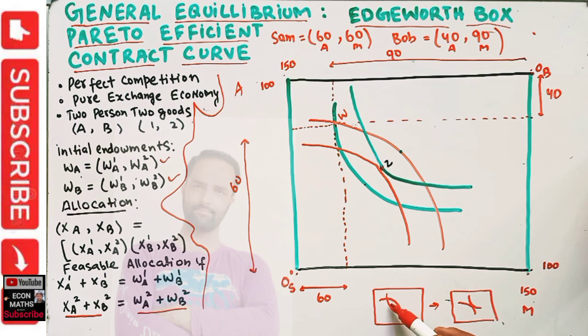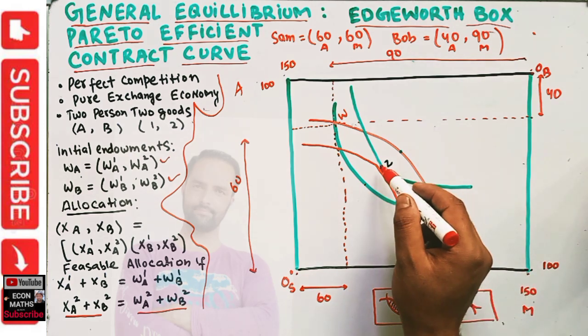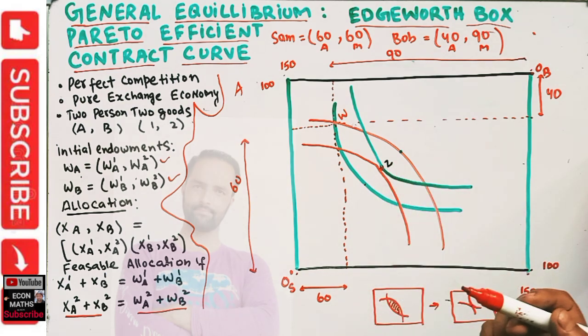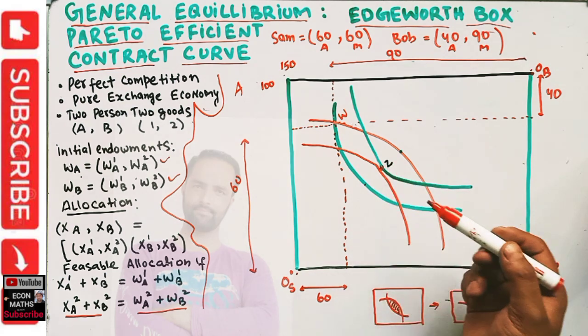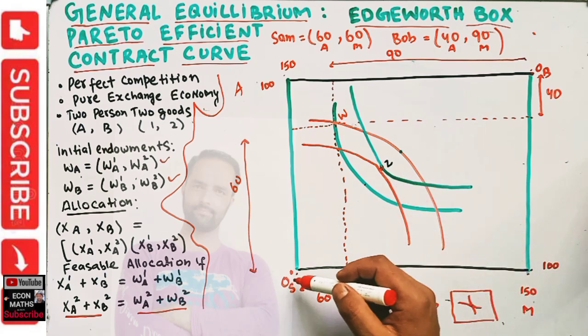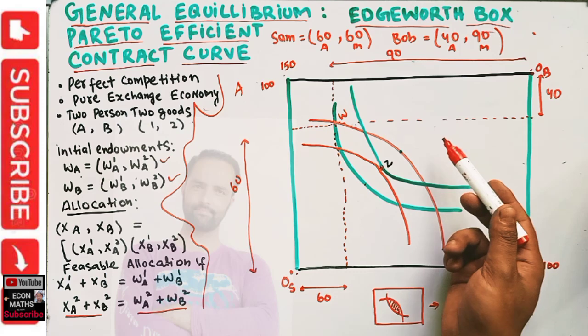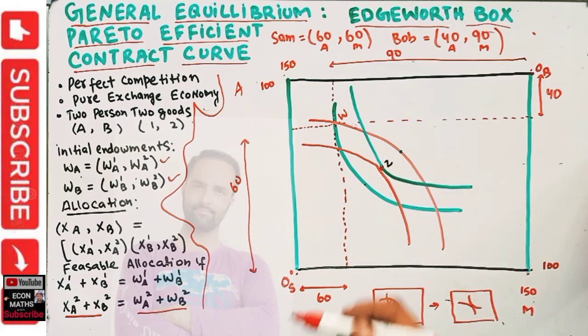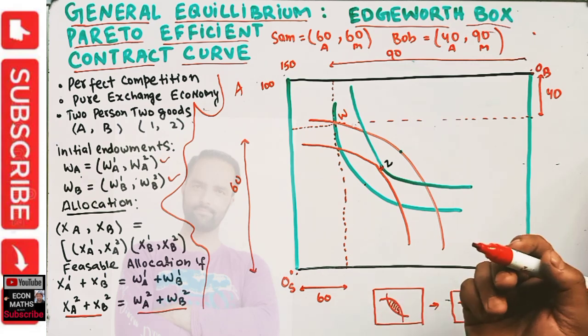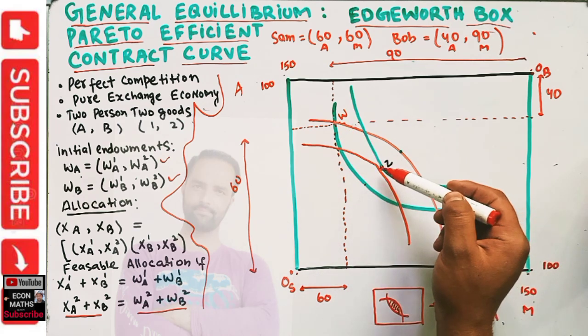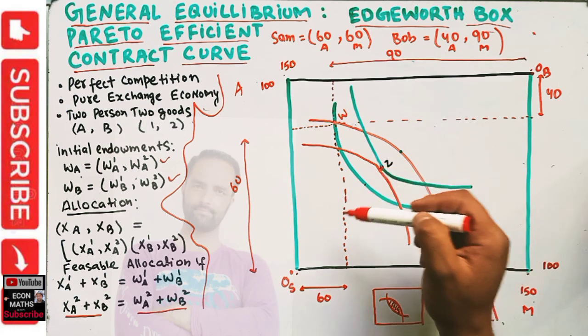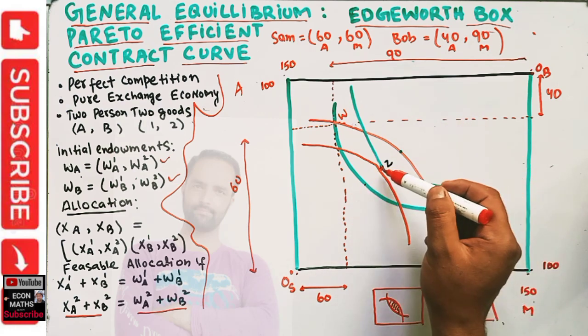As I have told you, initially we have this lens-shaped figure. Now we moved in such a way that we got rid of this lens-shaped figure, such that the indifference curves of Sam and Bob are tangent to each other. When we are able to make the indifference curves of Sam and Bob tangent to each other, the point where they are tangent is actually a Pareto efficient point. Okay, point Z is not just better for both Sam and Bob, it is also a Pareto efficient point.